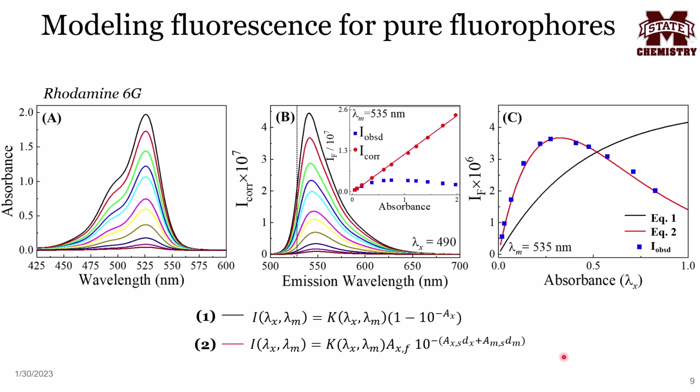Figure C shows our fitting, as well as the previous fitting, at the absorbance peak of rhodamine 6G. The black line represents the previous textbook model, and the red line here represents our model. You can see that our fitting almost perfectly matches the observed fluorescence intensity, validating the model for pure fluorophores.